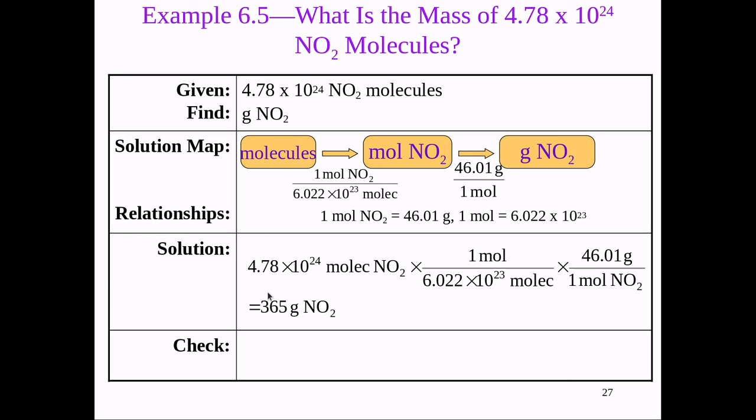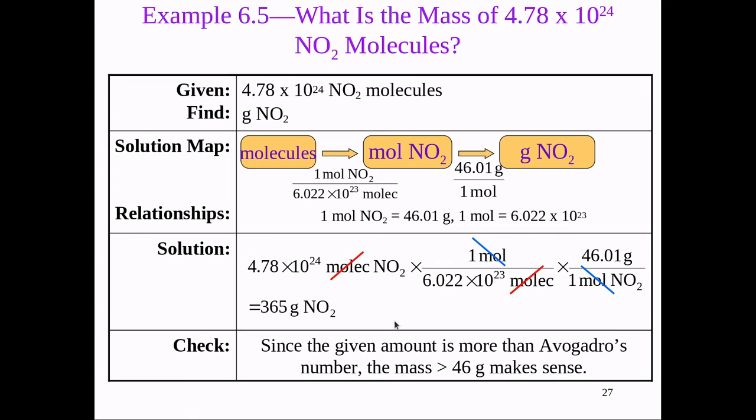Putting this all together, we get 4.78 times 10 to the 24 molecules of NO2. That was given to us in the problem. We apply our first conversion factor. We can cancel those molecules. We're now in moles. We can cancel moles. We get out our mass. And we wind up with 365 grams of NO2.